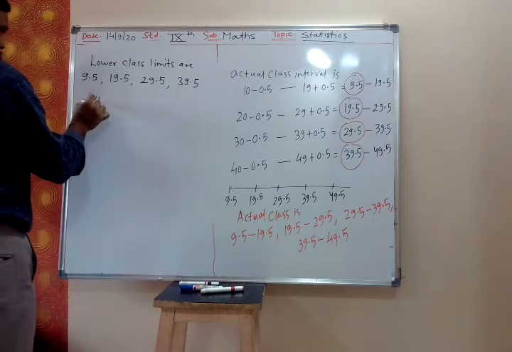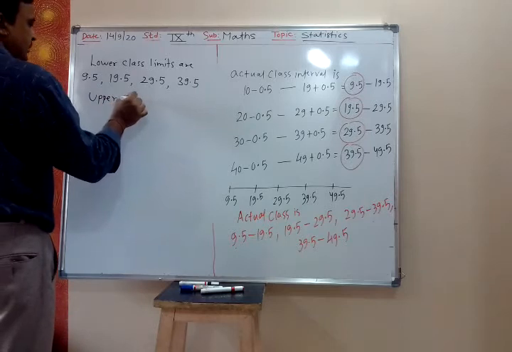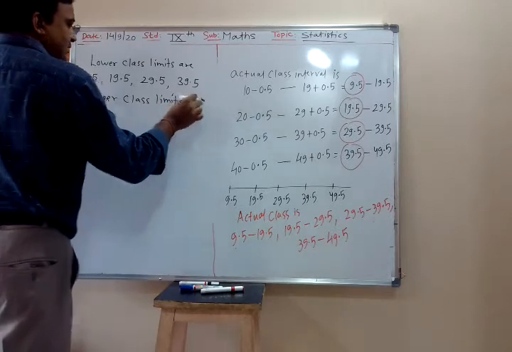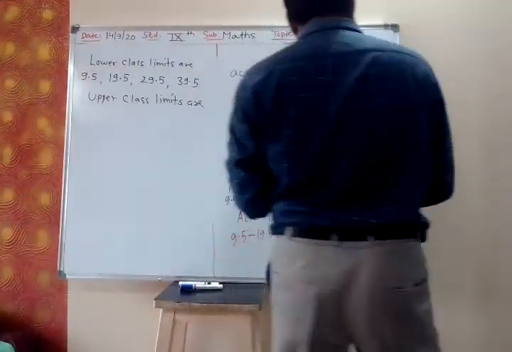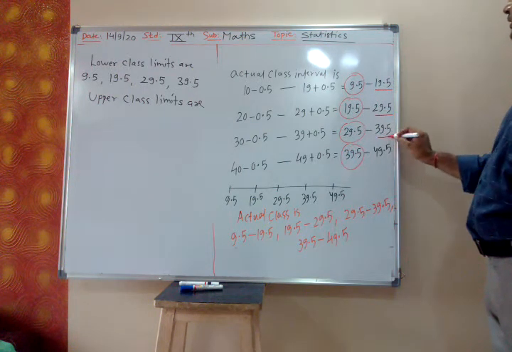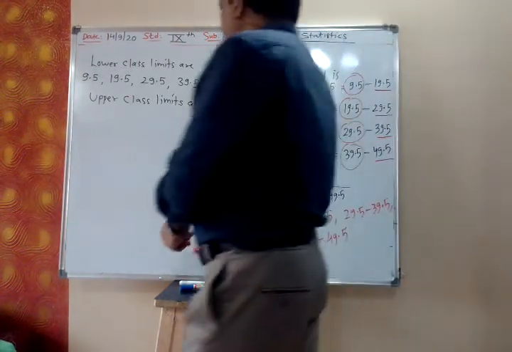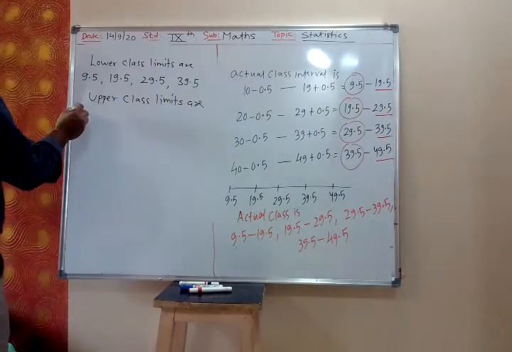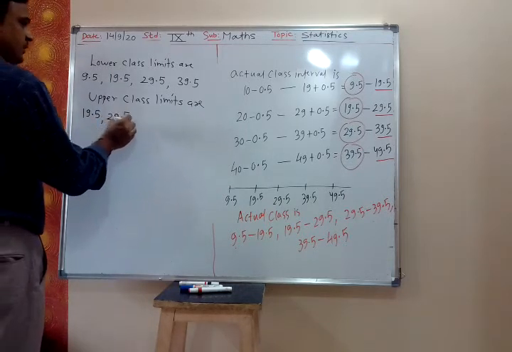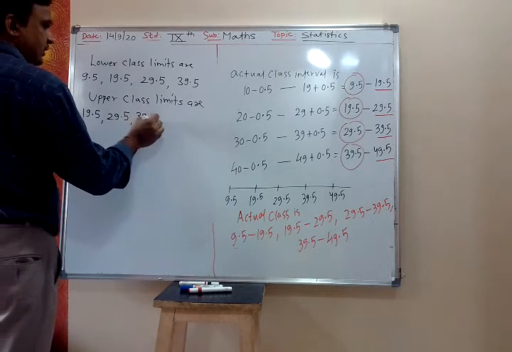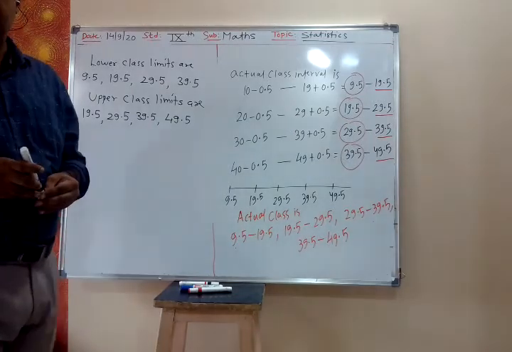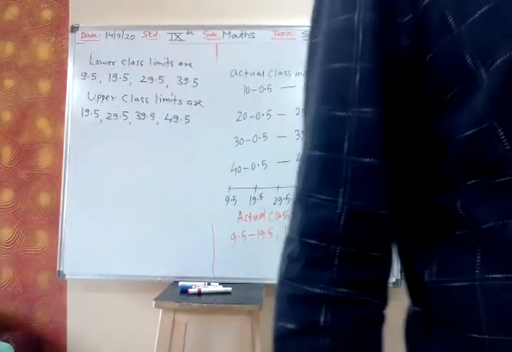And upper class limits are where the class interval ends. The class interval ends at these numbers: 19.5, 29.5, 39.5, 49.5. Upper class limits are 19.5, 29.5, 39.5 and 49.5.